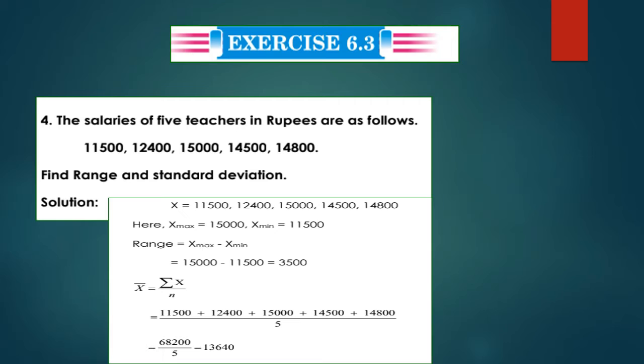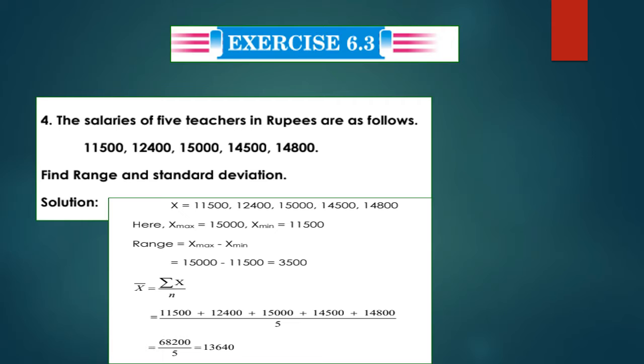Exercise 6.3. The salaries of 5 teachers in rupees are as follows. Find the range and standard deviation. First we will find the range. The range is maximum minus minimum observation. The maximum observation is 15,000 and the minimum observation is 11,500. So the range is equal to 15,000 minus 11,500, which is 3,500.